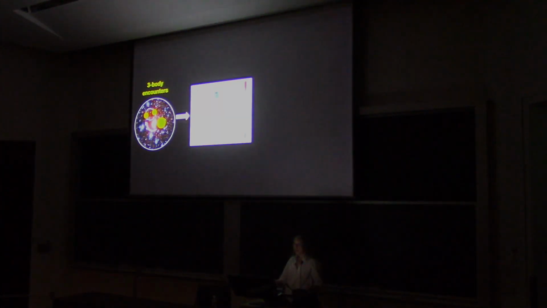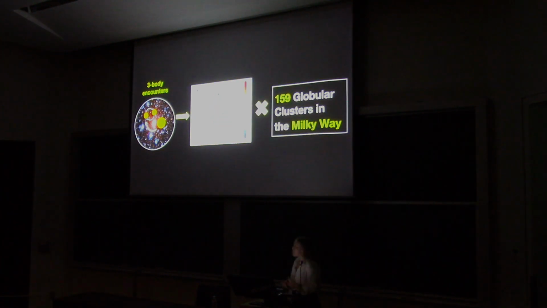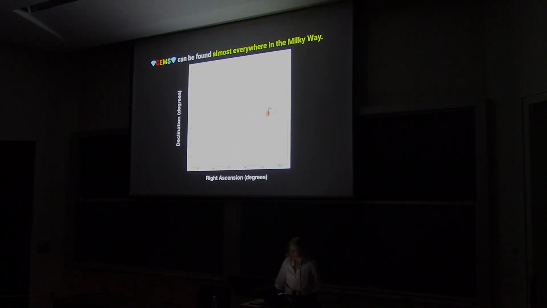What are we doing here? You have these three-body encounters again, right? We're simulating how these stars move and where they're going and where they'll be across the sky. So there you go. I do this simulation, and I don't just do it for one cluster, but I do it for 159 of them. And it turns out that these GEMS, or these globular cluster extra-tidal mock stars, can be found almost everywhere in the Milky Way.